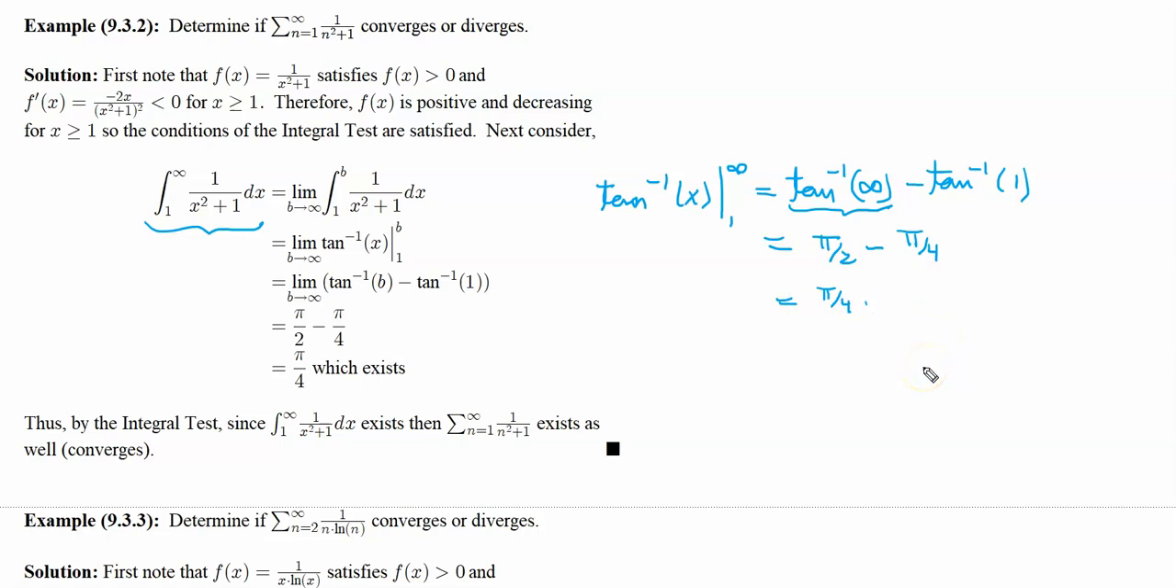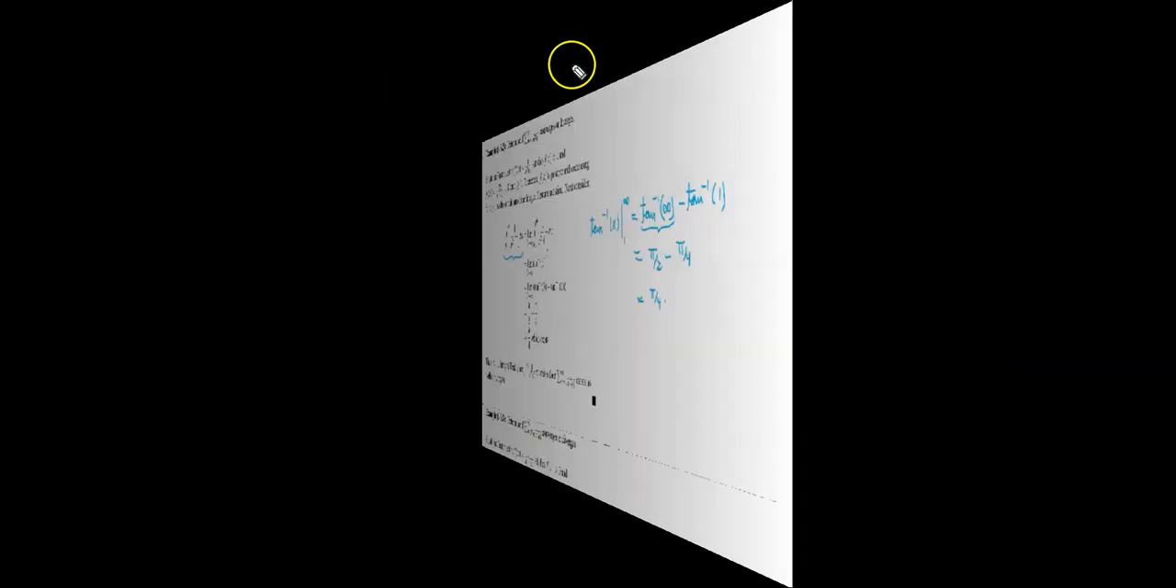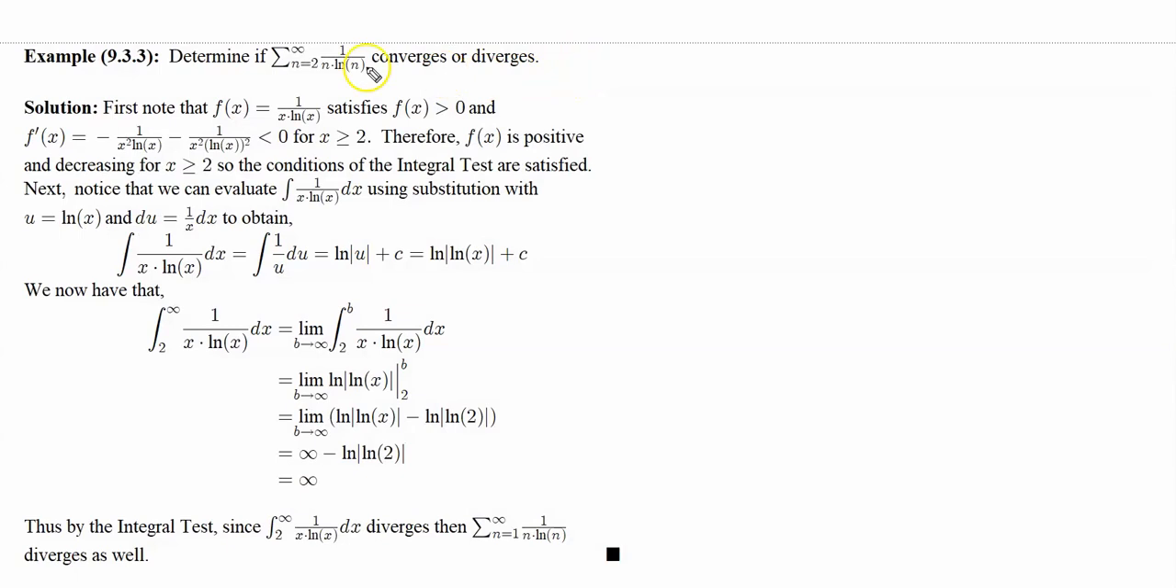Now let's take a look at another example. Now in this example, we want to determine if the series from 2 to infinity of 1 over n times the natural log of n converges or diverges. Now you notice we started at 2 with this series because the natural log of 1 is 0, so we don't want to divide by 0. So to use the integral test, our function f of x that we'll use is going to be this.